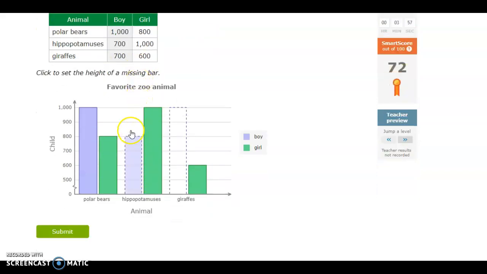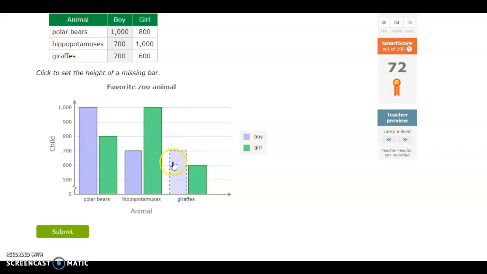So notice, when I go to do my hippopotamus bar, it doesn't want boys and girls together. They separated them, and I can see that over here because my boy is my lightly gray shaded color, and my girls are green. So I'm going to look at hippopotamus. They already have green. So the girls are already represented. So what it wants to know is for my hippopotamus, how many boys? So I go up to my graph. Hippopotamus had 700 boys. So I'm going to make my bar, and I'm going to go to the 700.